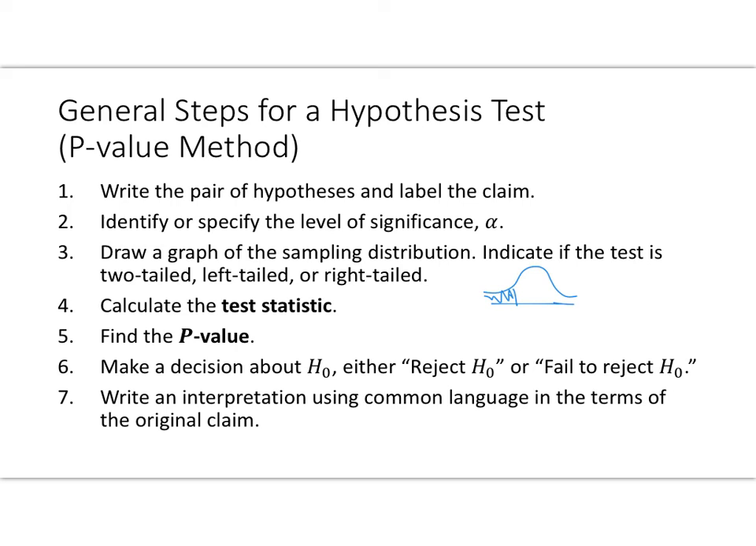Then we're going to make our decision about H null by either saying we reject the null hypothesis or fail to reject the null hypothesis. And then we'll write an interpretation using common language in terms of the original claim. We will be practicing making some decisions and interpreting in this first section before we really jump into doing hypothesis tests.